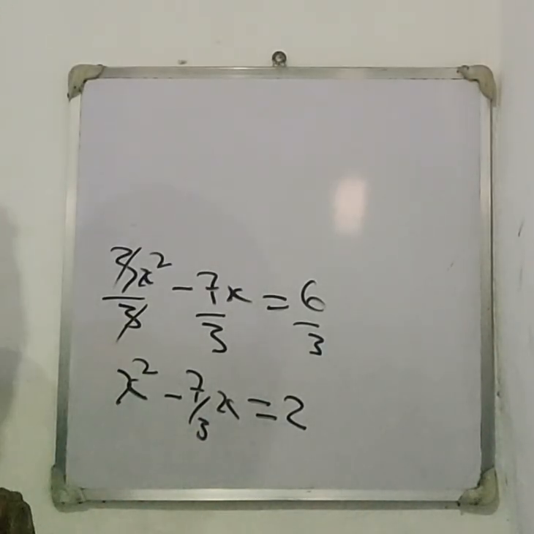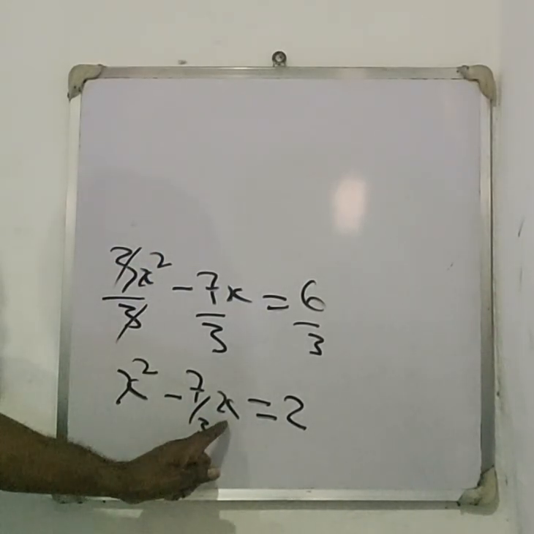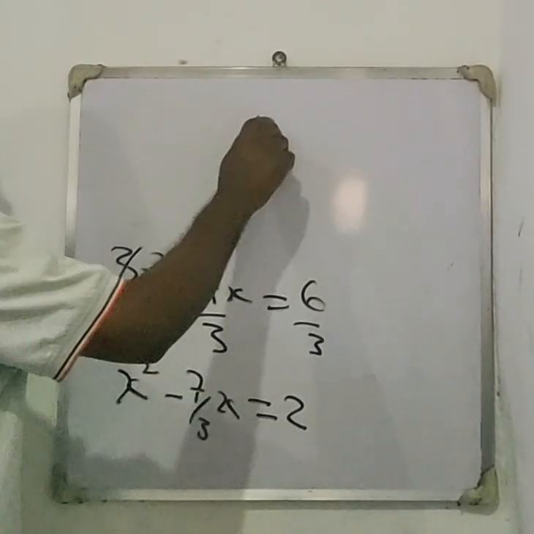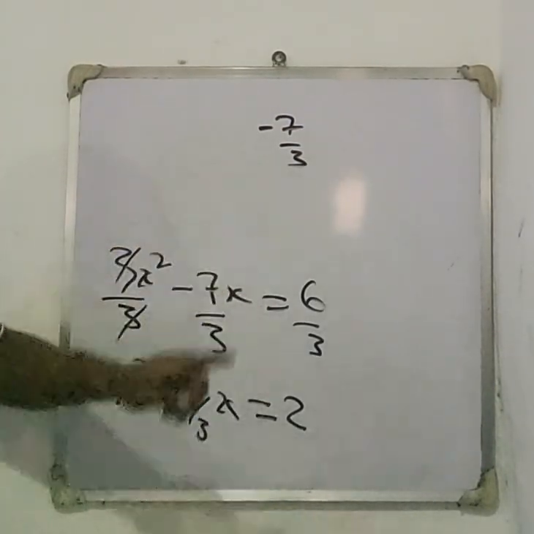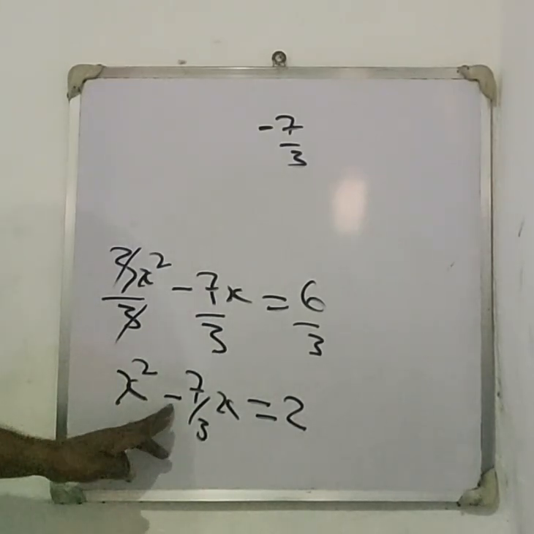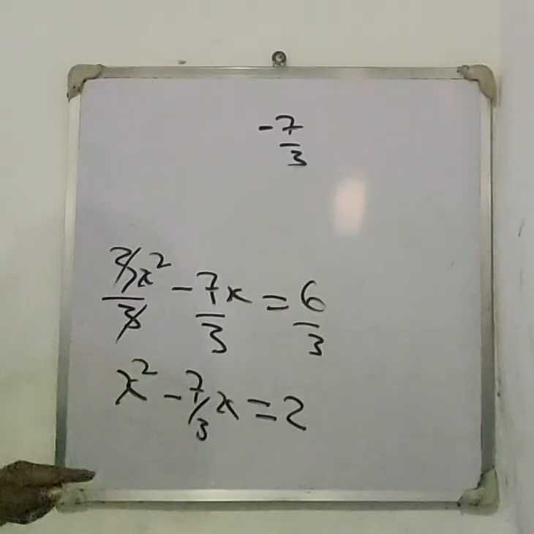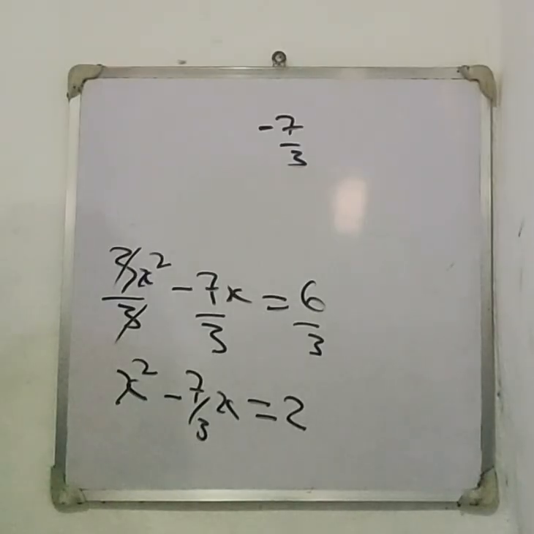The first thing you do there, you identify the coefficient of x. So here it is minus 7 over 3. You can see the way I carry the minus along. Many students will just overlook the minus, but the minus means a lot. So that's the first thing: identify that coefficient. The second thing you now do, you determine the half of this coefficient.